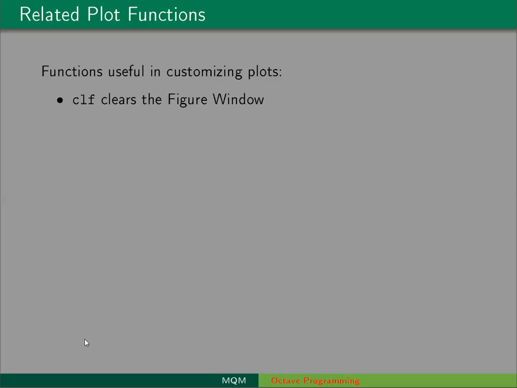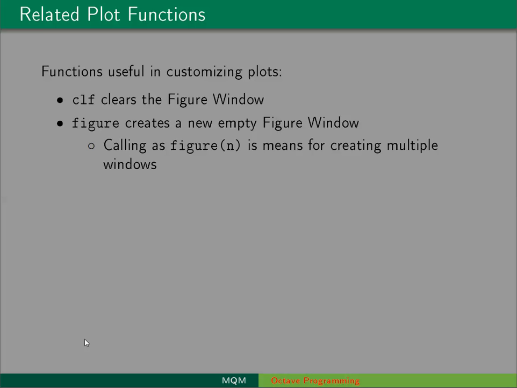In addition to these, we have functions that are useful whenever we're using plotting. The clf function clears the figure window, so this will leave up the window, but it'll clear the contents of the window. The figure function creates a new empty figure window, and we can have multiple figures by calling figure and then passing it a number. If we call figure and pass it 1, then that window will be called figure 1. If we call figure and pass it a 7, then that would be figure 7. And then we can refer to all these different figures later.